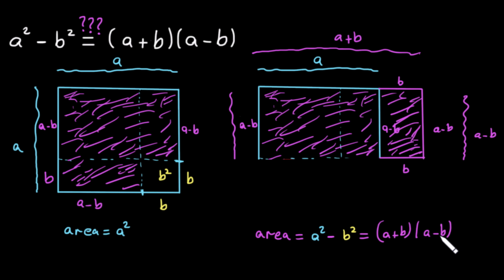So that's it. I hope this is a clear explanation of a square minus b square equal to this.